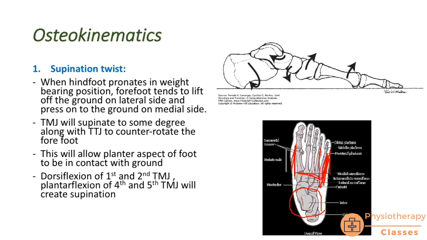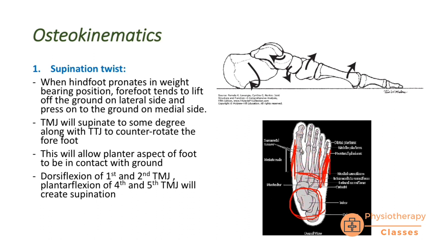For this slight supination twist to occur at the tarsometatarsal joint, the first and second tarsometatarsal joints should go for dorsiflexion, and fourth and fifth tarsometatarsal joints should go for plantar flexion. So again, I would like to repeat the supination twist. During weight bearing, the subtalar joint or the hind foot will pronate, which will cause the lateral aspect of the foot to raise off the ground and the medial aspect of the foot at the forefoot to compress on the ground.